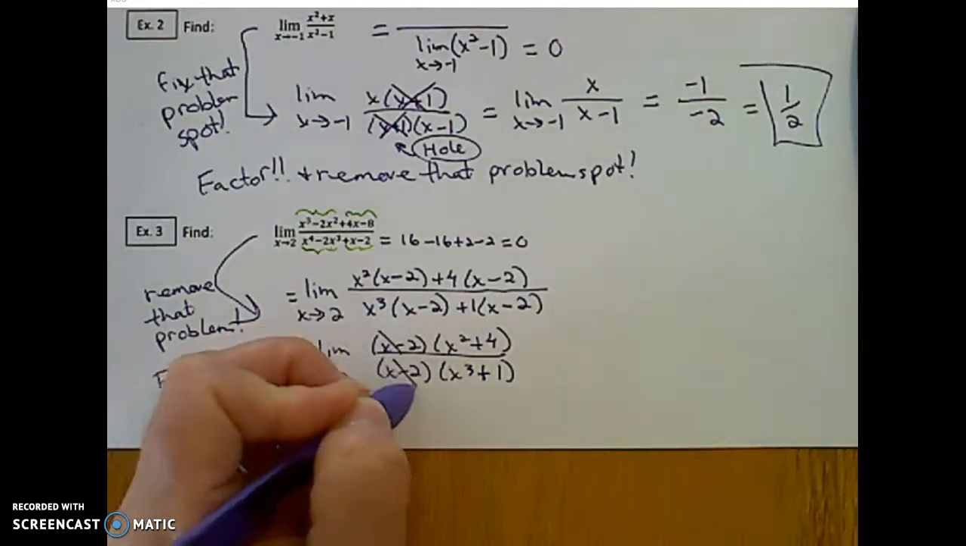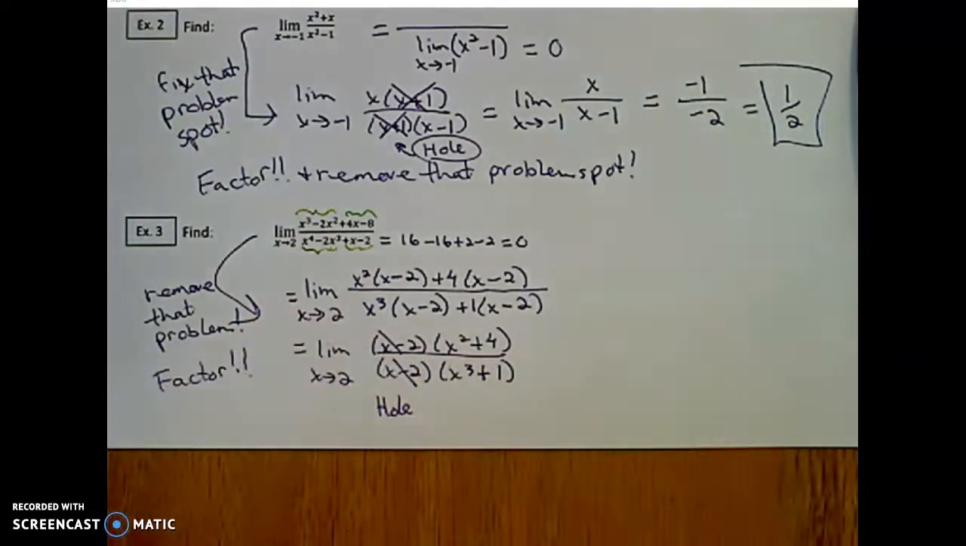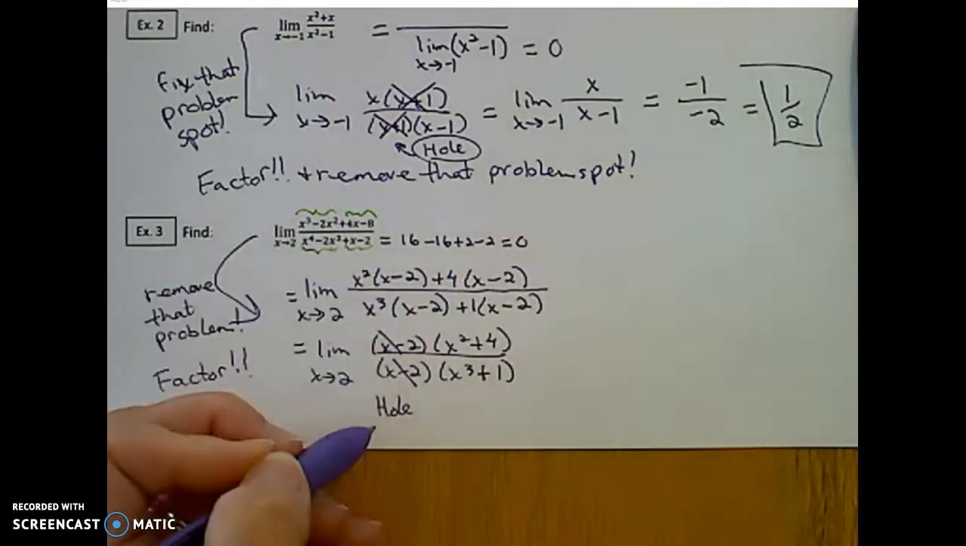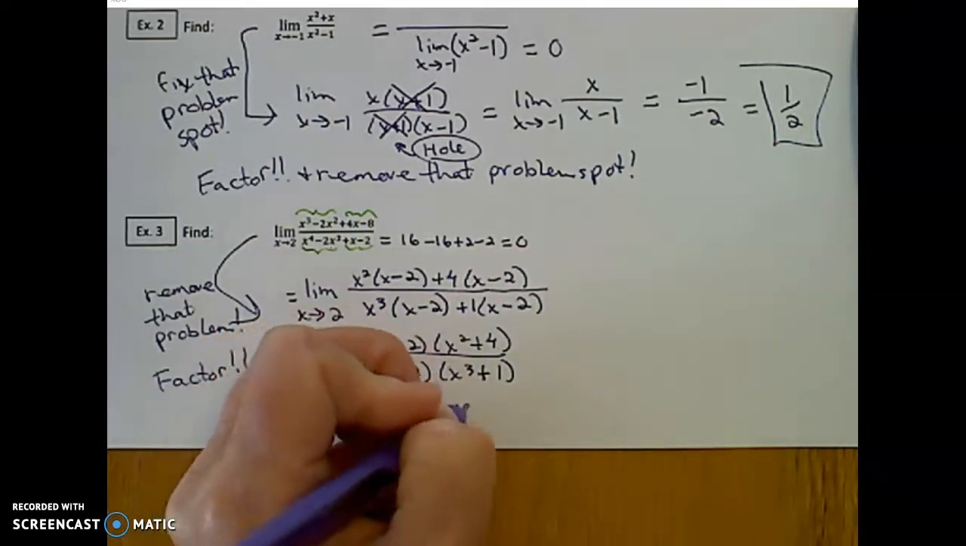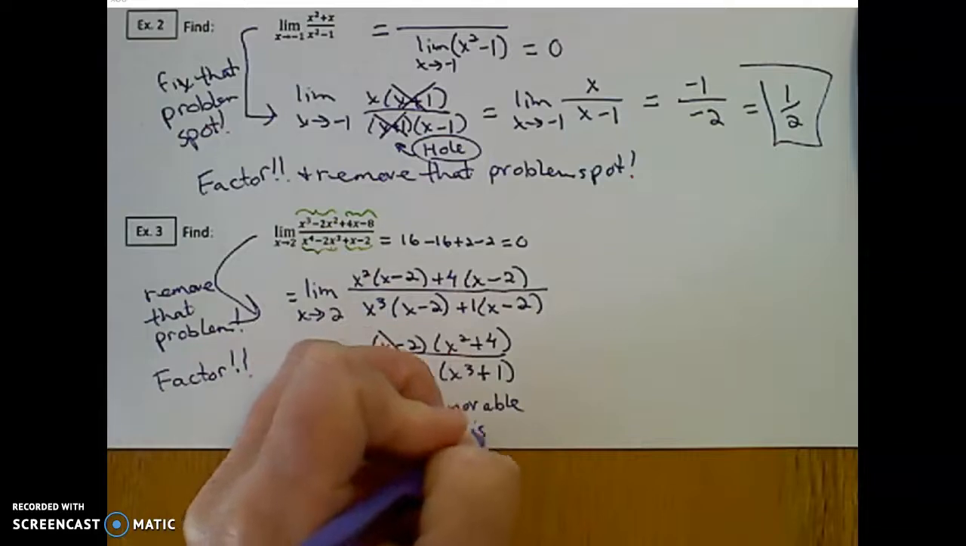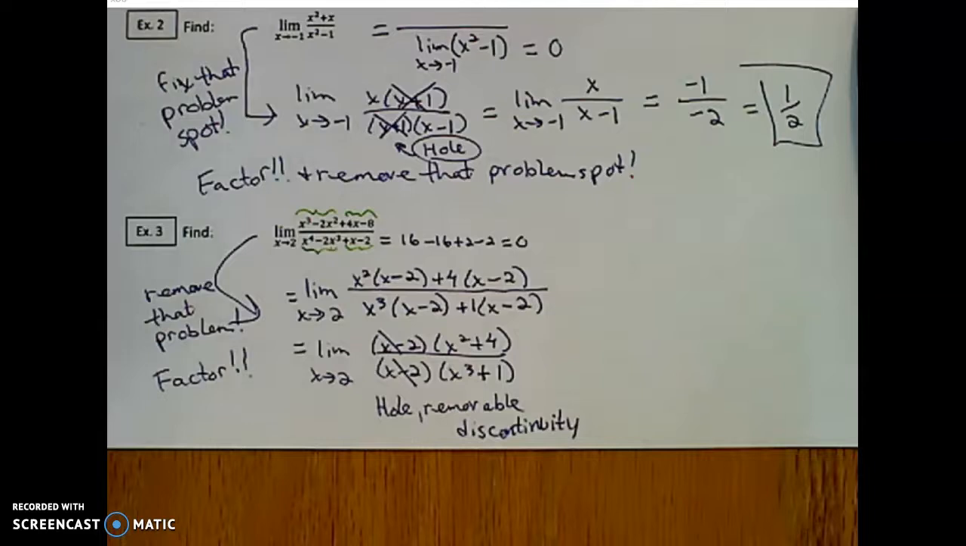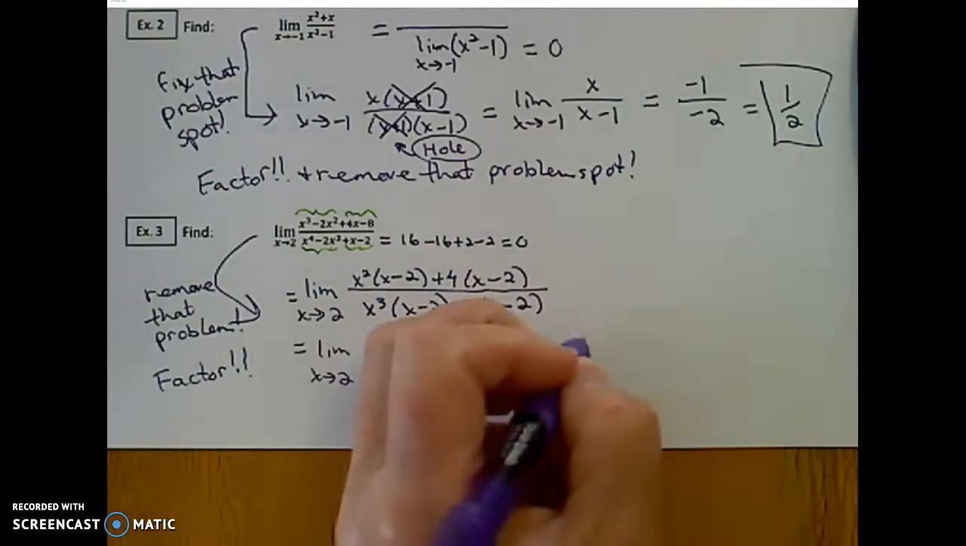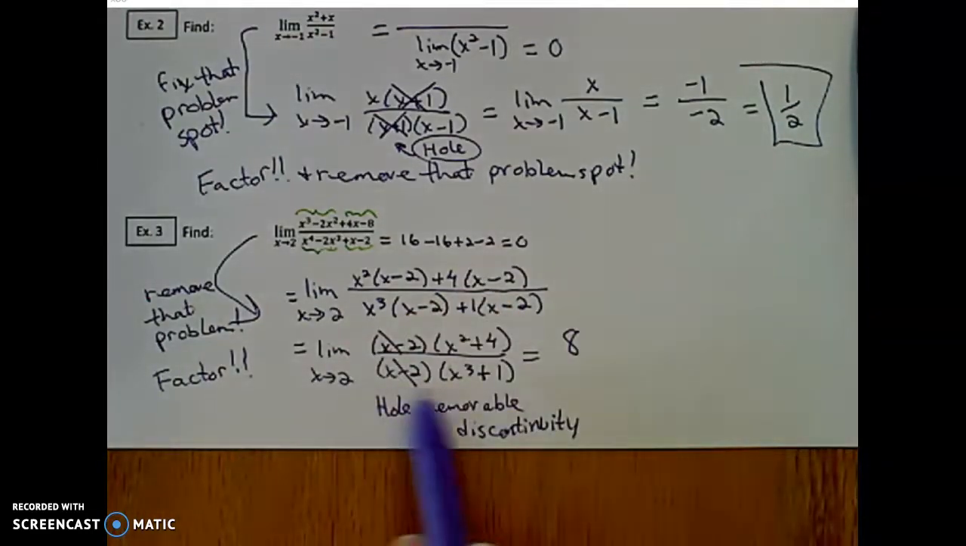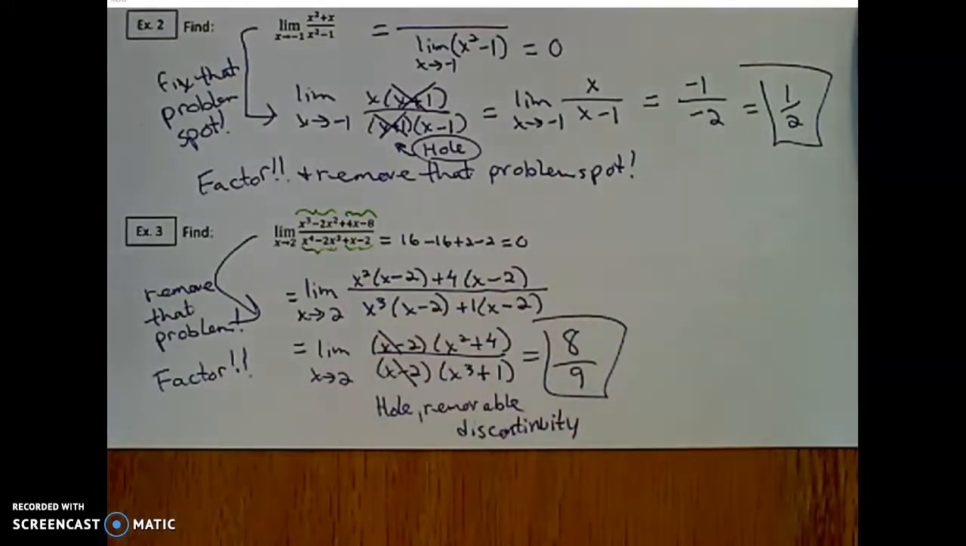Hey, I just eliminated that problem spot. There is a hole in the graph of this rational function at x equals 2. Later on, again, we're going to call this removable discontinuity. That function is discontinuous at that point. There is a hole, but that's okay. My function values are approaching what? Now when I plug in 2 to the numerator, that's 2 squared, which is 4, plus 4, which is 8. Plug in 2 to the denominator, that's 2 cubed, which is 8, plus 1 is 9. My function values are approaching 8/9, even though that function is actually undefined at x equals 2. That's okay.